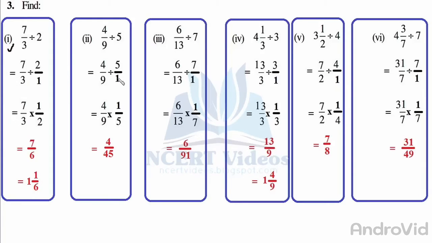Here 4 by 9 as it is, placing 1 below denominator of 5. Now flip it, 1 over 5, 4 ones are 4, 9 fives are 45. It is proper.